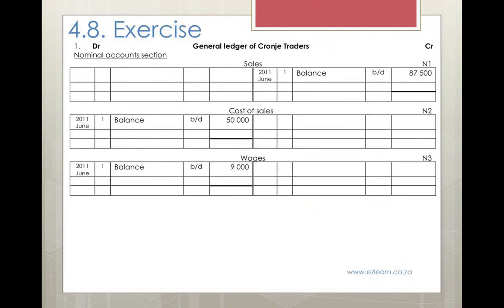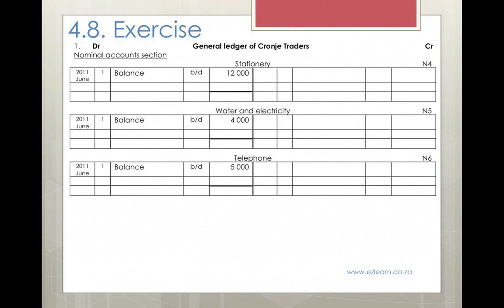In the nominal accounts section, or the income and expense accounts, sales is an income that will increase equity on the credit side, balance brought down of 87,500. Cost of sales is an expense, which you will show on the debit side as it decreases owner's equity, balance of 50,000. Wages is also an expense, and so will also be shown on the debit side as a balance brought down of 9,000. Stationery is an expense which decreases equity and has a balance brought down of 12,000.